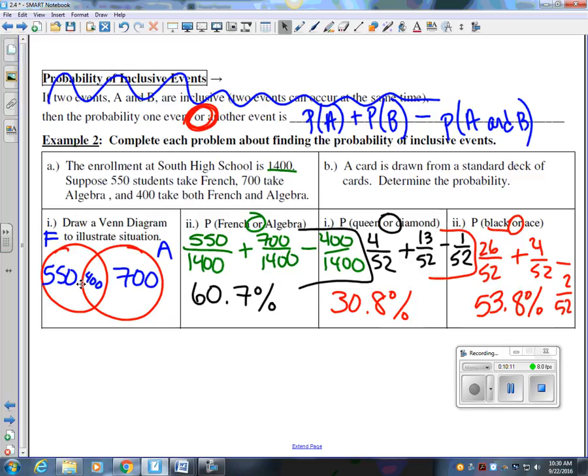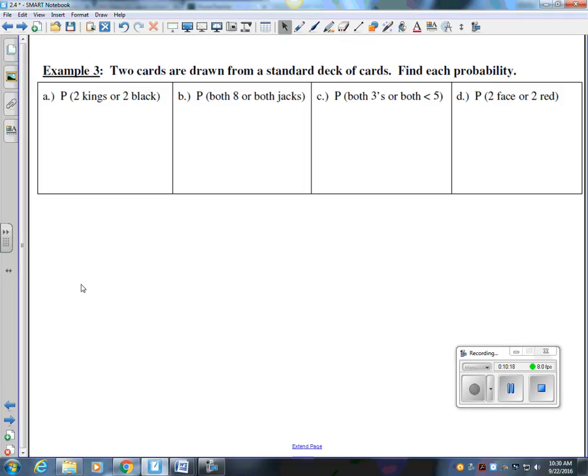All right. The next one, 2 cards are drawn from a standard deck of cards. Find each probability. Okay, I'm going to show you 2 ways to do this one. It just depends on how your brain works. They're the same level of easiness. So the probability of getting 2 kings, all right? How many kings are there in a deck? 4. And I need to choose 2 of them. Out of how many total cards are there? 52, and I'm choosing 2.